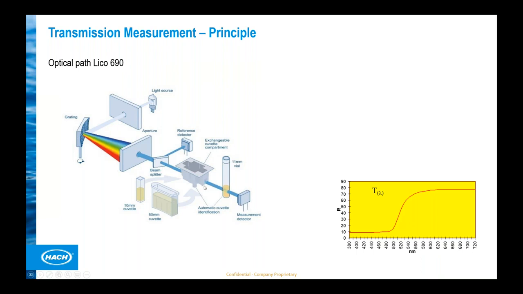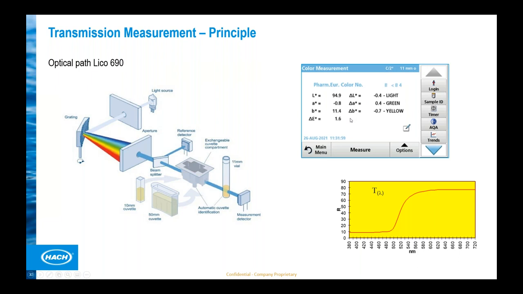And you have seen we have two cell compartments, one for rectangular cells, either 10 millimeter or 50 millimeters, and the other one for round vials. So what the instrument is doing, it records all the transmission values over the wavelength range from 380 to 720 nanometer in steps of 10 nanometer, and then calculates the L, A, and B, or whatever you select on the instrument display.